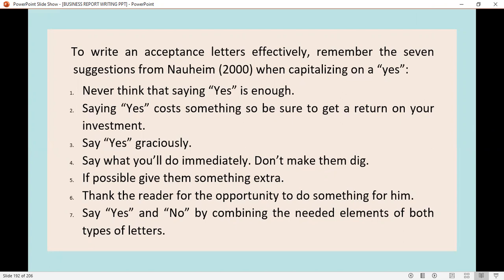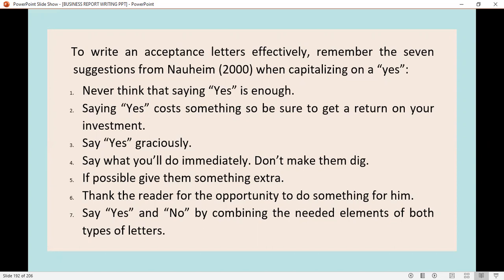So, alangan naman on your letter, di ba? Sabihin mo lang doon, yes, I accept the position. So, ganun-ganun lang. Hindi mo naman pwede sabihin na ganun-ganun lang. You have to state there what you will do immediately after being in the position.